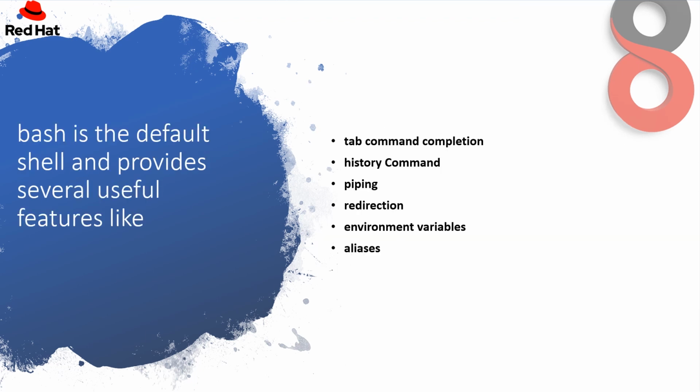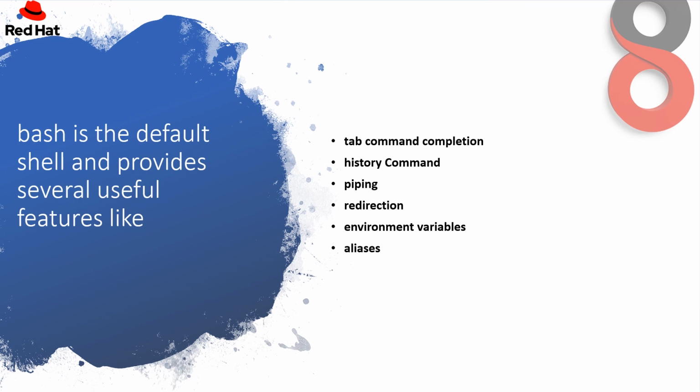Now, Bash is a default shell and provides several useful features. Some of them are tab command completion, history command, piping, redirection, environment variables, and aliases. What does this mean? Tab command completion means you do not need to type the entire command on your own. You just type the beginning of the command and then hit enter. It will list all the available commands.